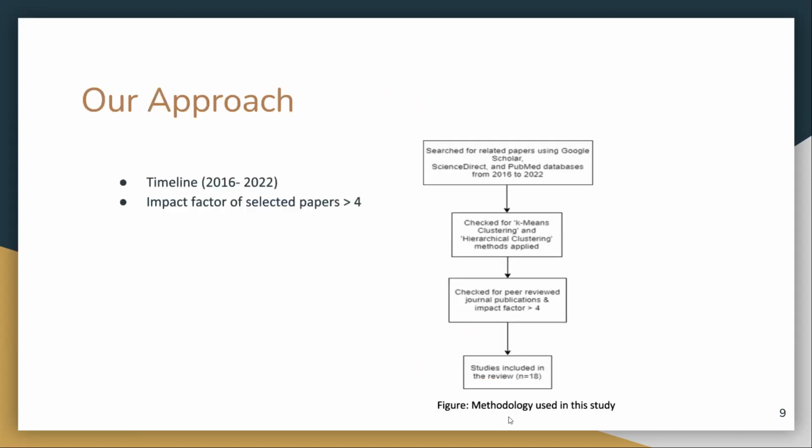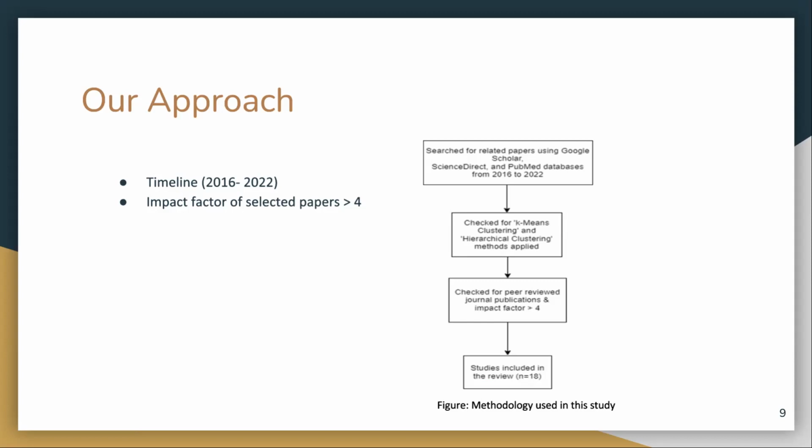In this slide, I'm going to show how we conducted our research work. In our literature evaluation, we analyzed how k-means clustering and hierarchical clustering approaches have been used recently in autism spectrum disorder diagnosis. We searched for related publications through Google Scholar, Science Direct, and PubMed databases from the years 2016 to 2022. We thoroughly analyzed the abstract and methodology portion of the publications.